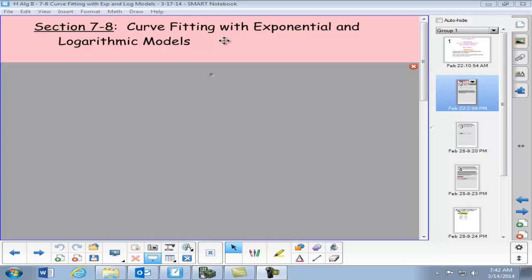At this point, you guys should have your guided notes out for section 7-8 and follow along. You guys know the rules. Don't work ahead. Stay with us and fill them in as we go.